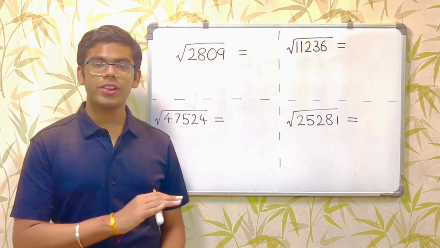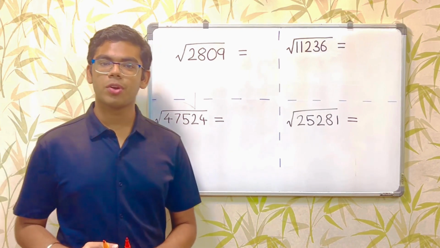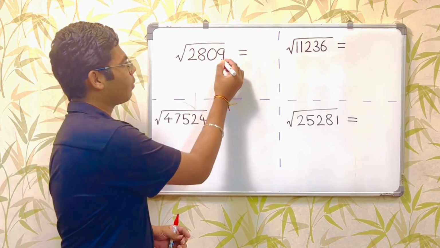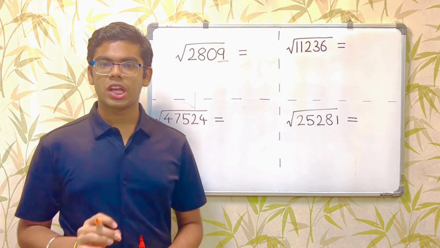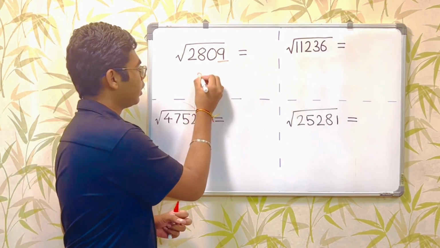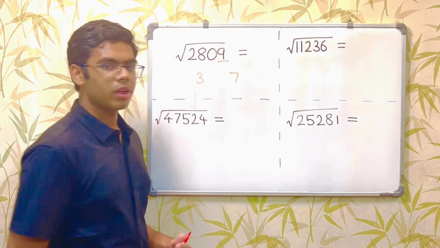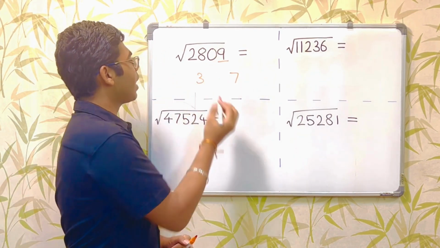We can solve all these square roots in just 3 steps. Our first step would be to look at the units digit of the square. Here it's 9. From our prior knowledge, we know that the units digit of its square root would either be 3 or 7.